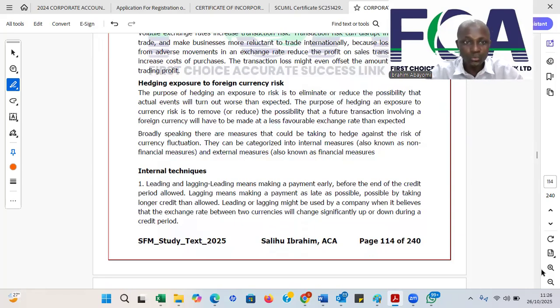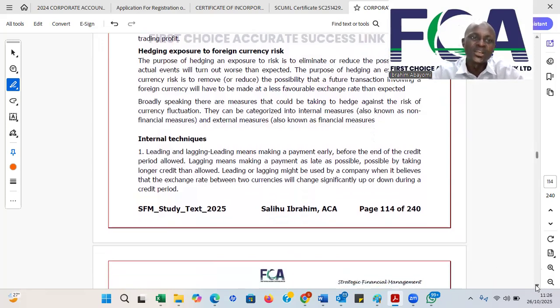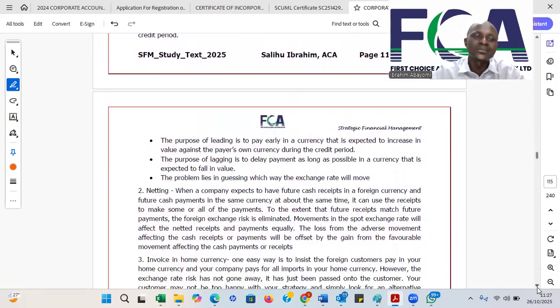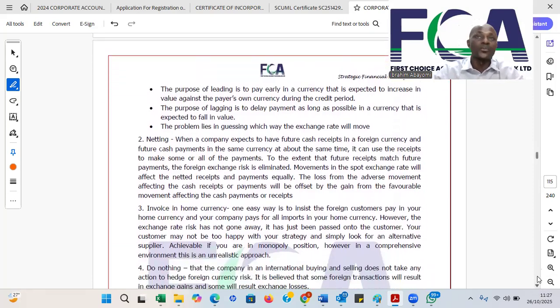Okay, then we have what? We have invoicing in home currency. Invoicing in home currency simply means you insist that your foreign transactions, whether foreign receipts or foreign payments, is denominated in your what? In your currency.